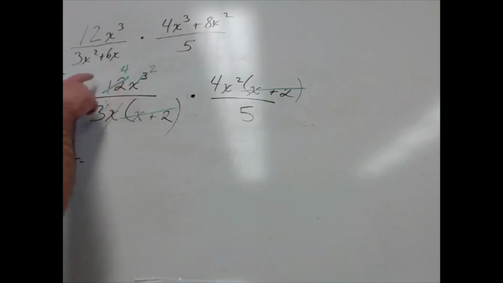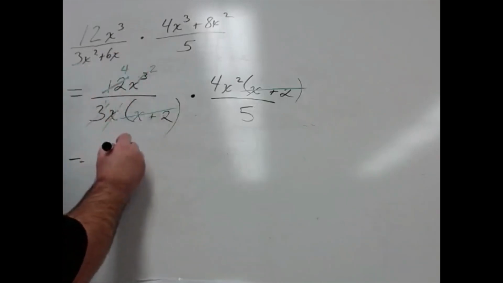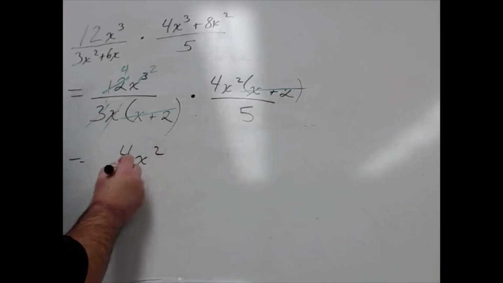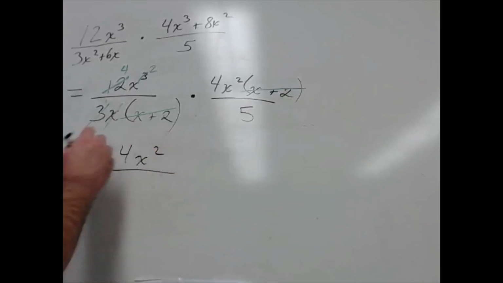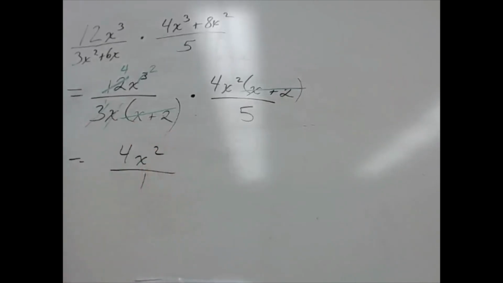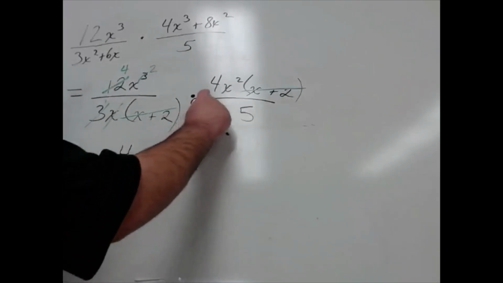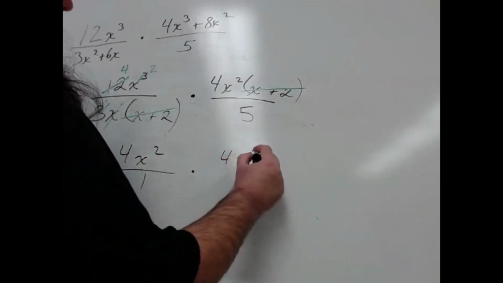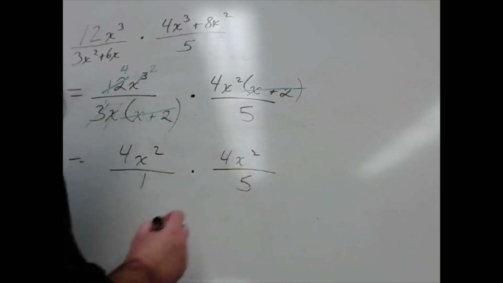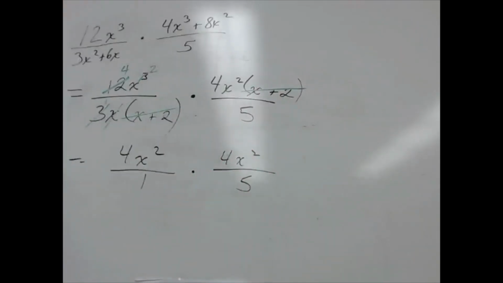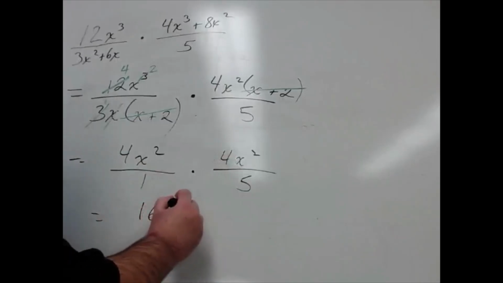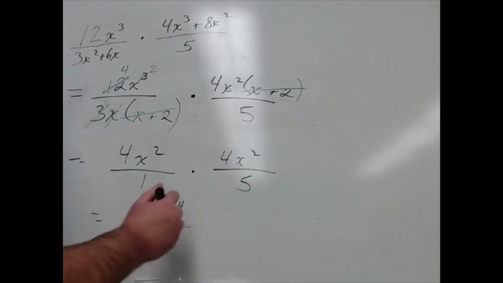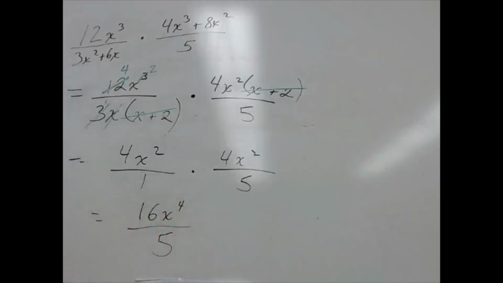So what's left over in the expression now? Well, I've got 4x squared right here. Down here, everything is gone, so that leaves me with just 1 down there. Over here, that's gone, leaving me with this term here, so 4x squared over 5. And now, to find my final answer, I multiply my numerators together. 4x squared times 4x squared is 16x to the 4. 1 times 5 is 5.